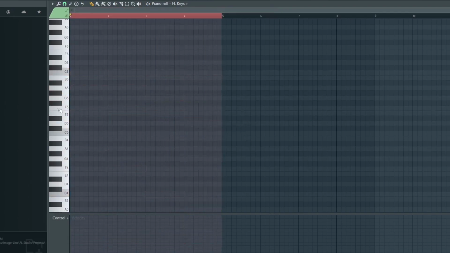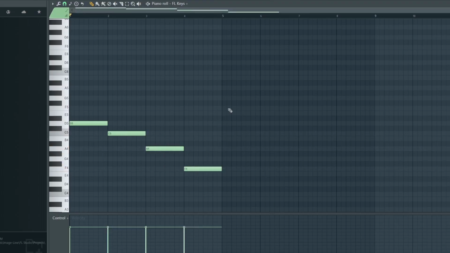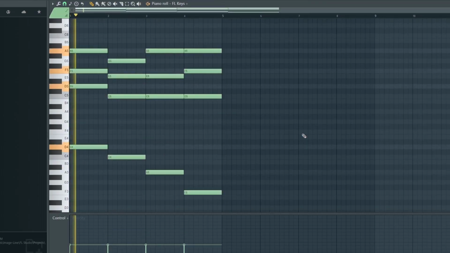Alright, let's do another example. Let's start with the minor second chord, and then we can go to the first, sixth degree, and the fourth degree, and we have our sad progression.